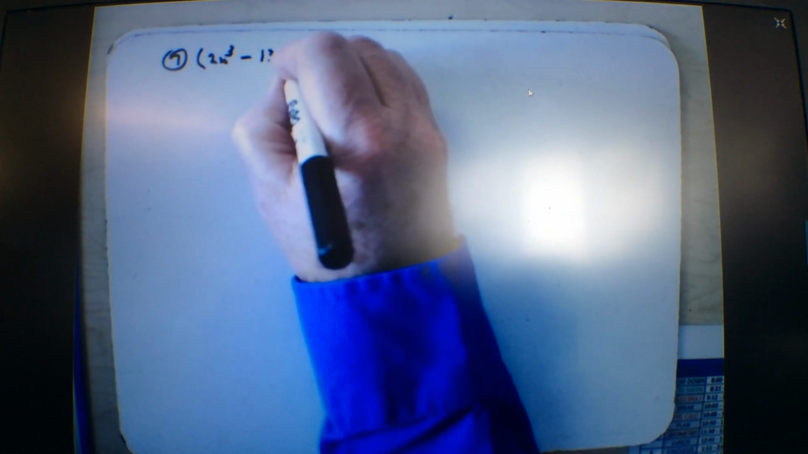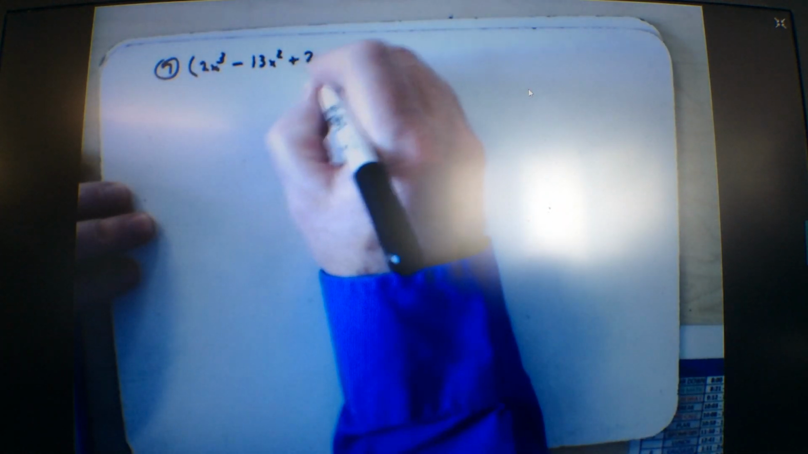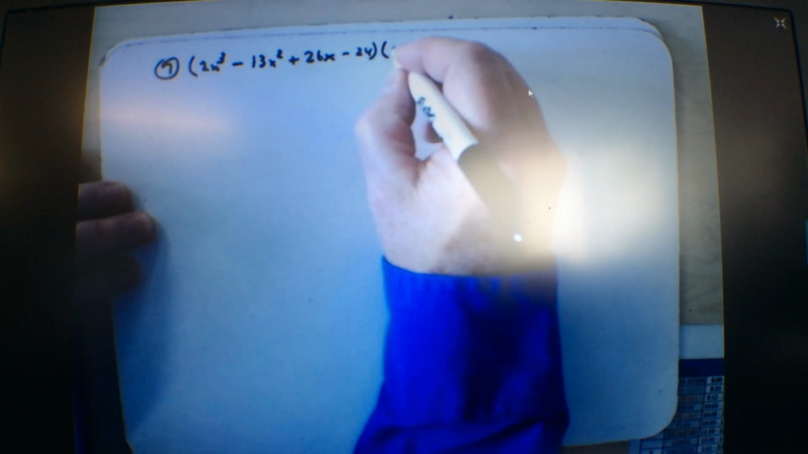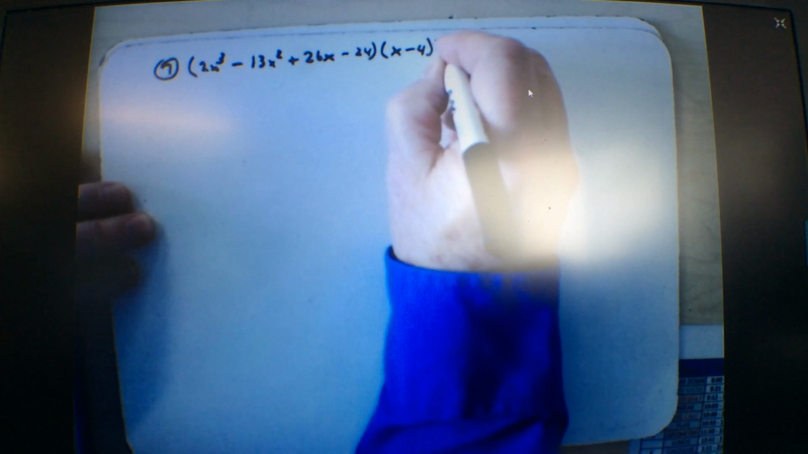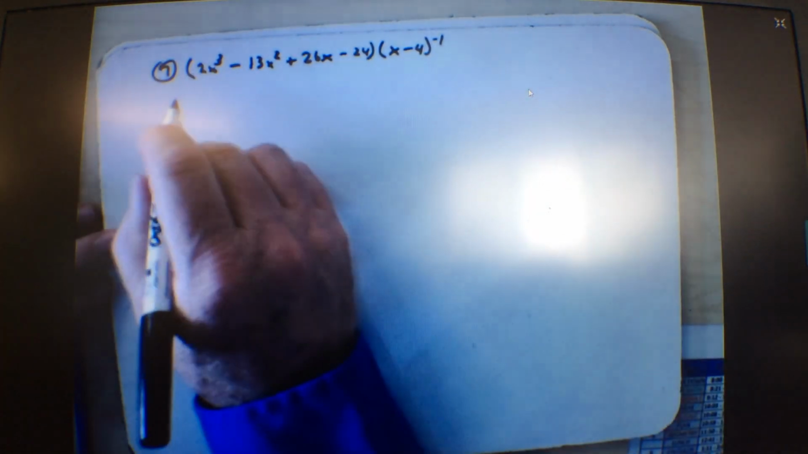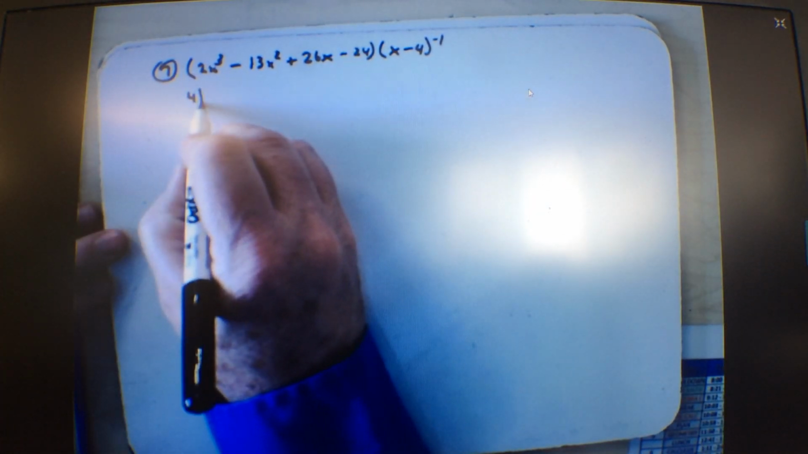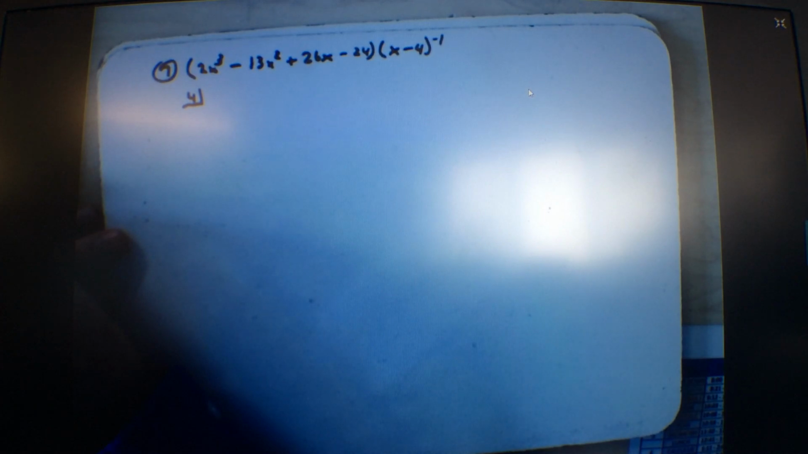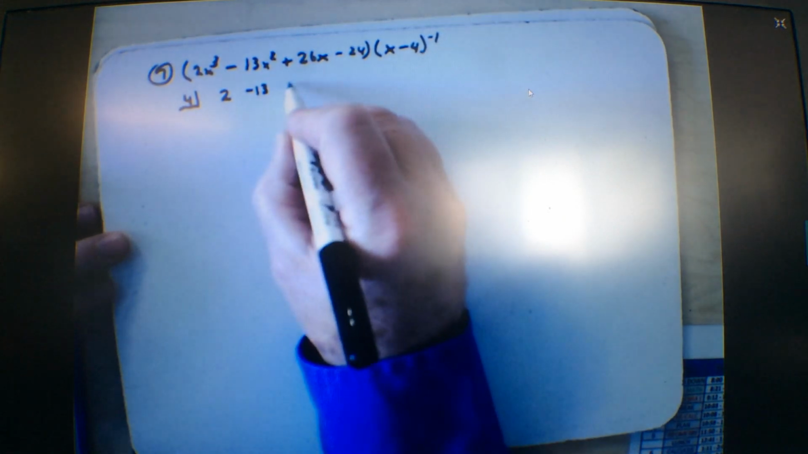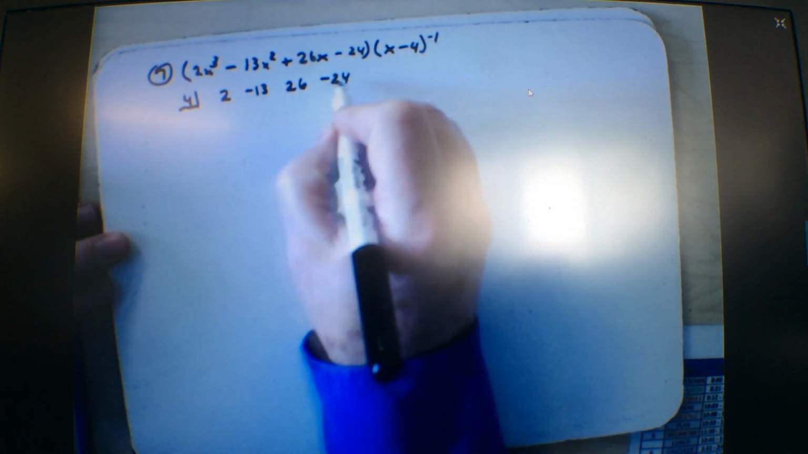2x to the 3rd power minus 13x squared plus 26x minus 24 times x minus 4 to the minus 1 power. Okay, this is a different way to do synthetic. There was some of it like this in your assignment, but I wanted to write it. Okay, so what goes in the box? 4. How do we know if it's a negative 4? If it's plus. Okay, it'd be x plus. Are there any zeros? No. So we have 2, a negative 13, 26, and a negative 24.